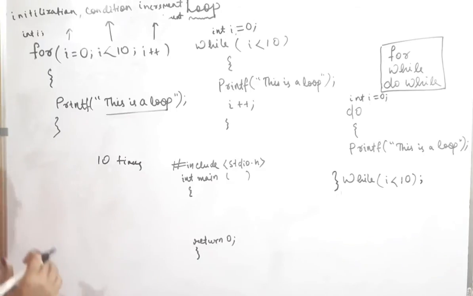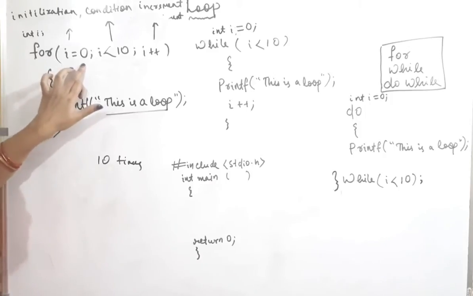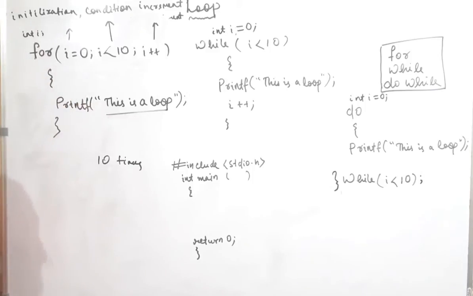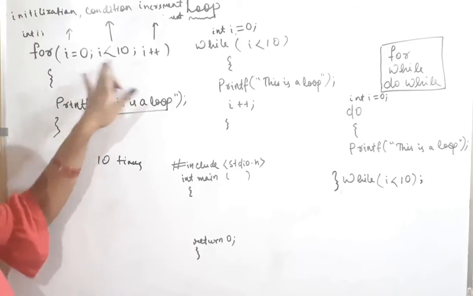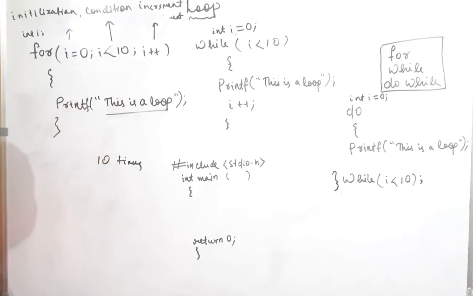Initially, I have written i equal to 0. That means I have initialized the i variable with the value 0. So this part is called the initialization part. The next thing is the condition. What is the condition? i is less than 10.